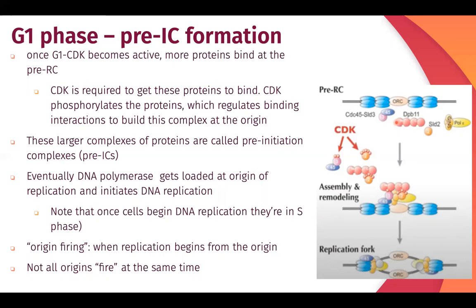So that's like origin firing. You're firing into S phase. Something that's just good to note is that you can have multiple firings going on. They don't all have to happen at the same time, but if you have a long strand of DNA, you can have multiple different pre-RCs and then multiple different origin firings that can happen at the same time. They can happen at different times, but it doesn't really matter as long as you know what's going on at one.